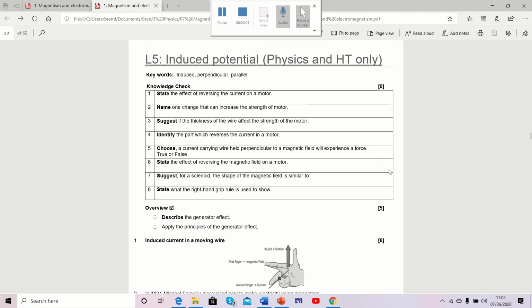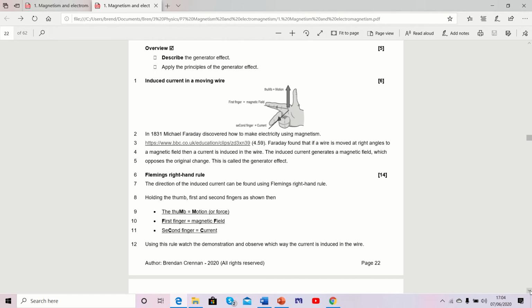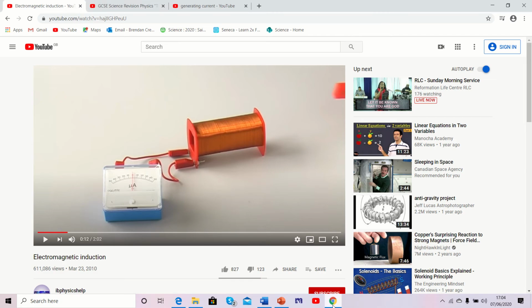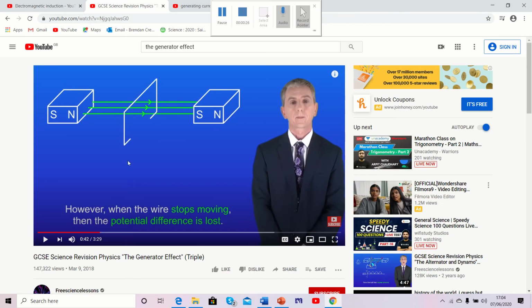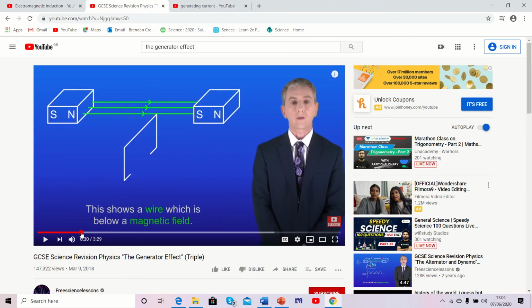Lesson 5, Induced Potential. This lesson is looking at generating electricity. It is the opposite effect of the motor effect, and it is called the generator effect. The generator effect is basically when a wire is moved between the poles of a magnet, a current is induced across the ends of the wire, and if that wire is in a loop, it creates a circuit, and therefore it will create a current in that circuit, as we can see here.